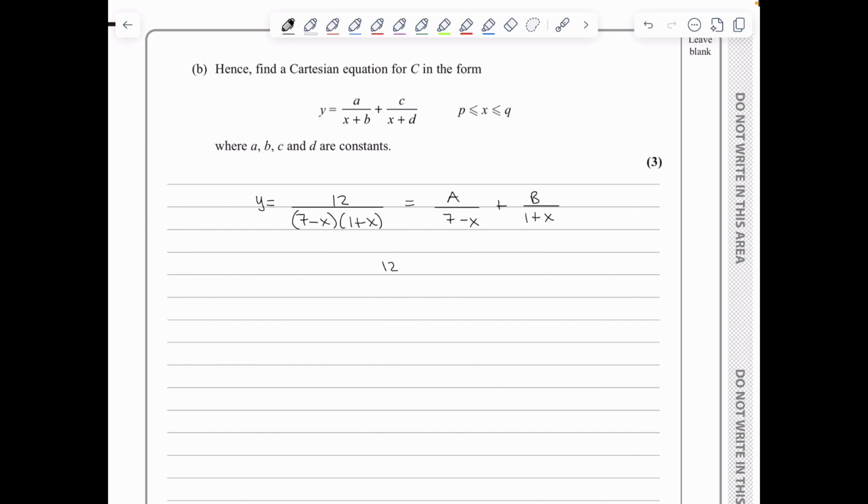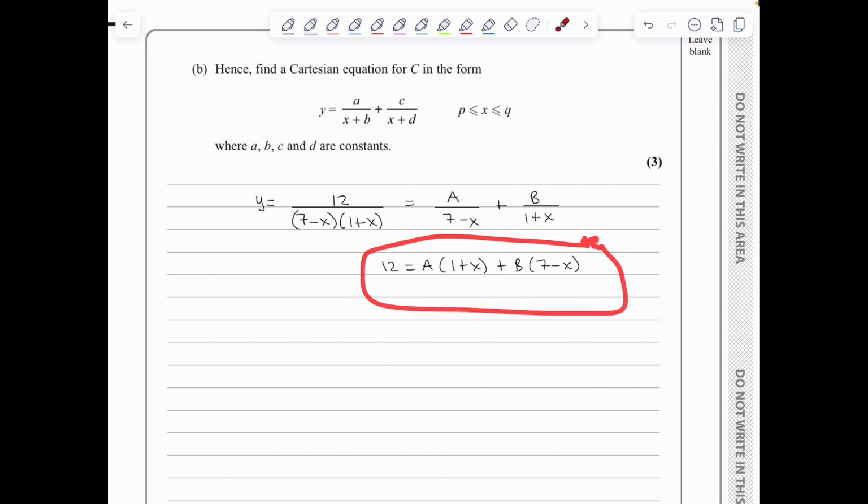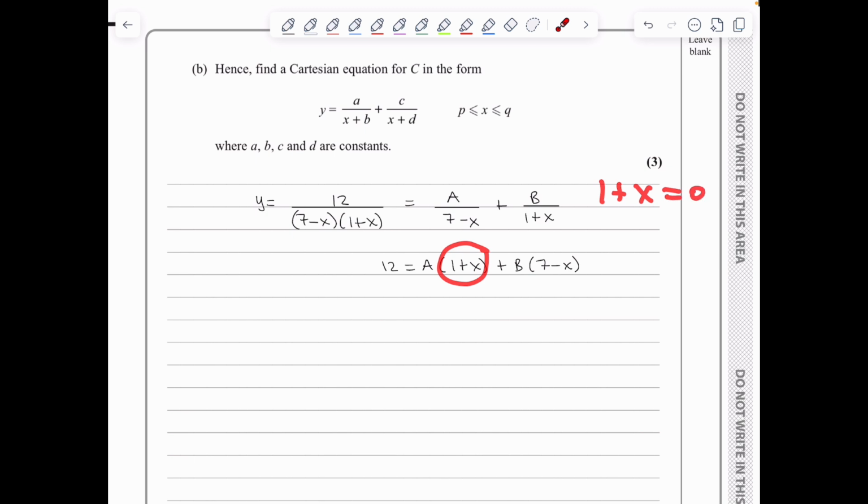So we're looking at 12 is equal to A times (1 plus x) plus B times (7 minus x). Now this here is an identity, which means it holds true for all values of x. It makes sense to choose a value for x that will make 1 plus x zero. So if 1 plus x is 0, this means I will be setting x is negative 1, and I will therefore eliminate this part of the identity and allow me to find the value for B. So let's see, I've put x is negative 1, which means that we're looking at 12 is equal to B times 7 minus the negative 1. So 12 is equal to 8B, which means that the value of B is 3 over 2.